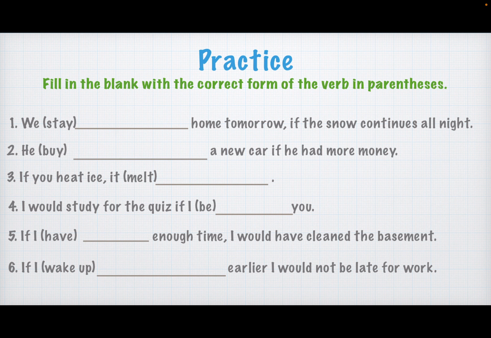Welcome back. Number 1, we will stay home tomorrow if the snow continues all night. This is the first conditional, so I need future tense in my result clause. Number 2, he would buy a new car if he had money. So this is going to be the second conditional, and I need would buy in my result clause.